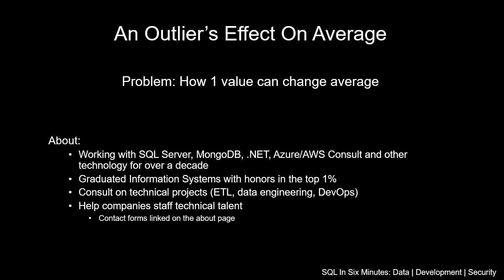In this video, we are going to be looking at the outliers' effect on average. This can definitely impact development, and can impact a lot of data analysis as well. So our problem statement in this case would be how one value, just one value, can change average. Next week we're going to be looking at a similar example, except in this case it will be median, and we're not going to be looking at one value, but how values in general can affect median. But today we're going to be looking at just an outlier's effect on average.